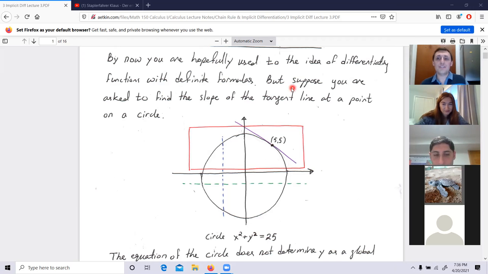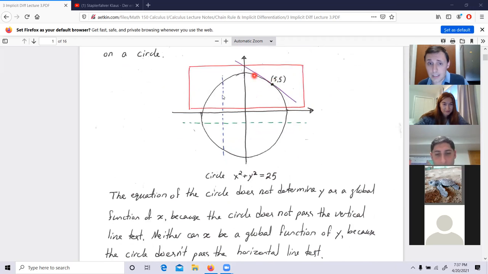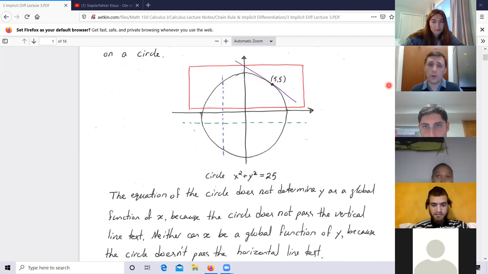Okay, good. So we zoom at this point and we should see a tangent line. Even though, guys, the circle does not pass the vertical line test, as you can see, the vertical line intersects the circle in 2 points, a horizontal line intersects the circle in 2 points. Yes?